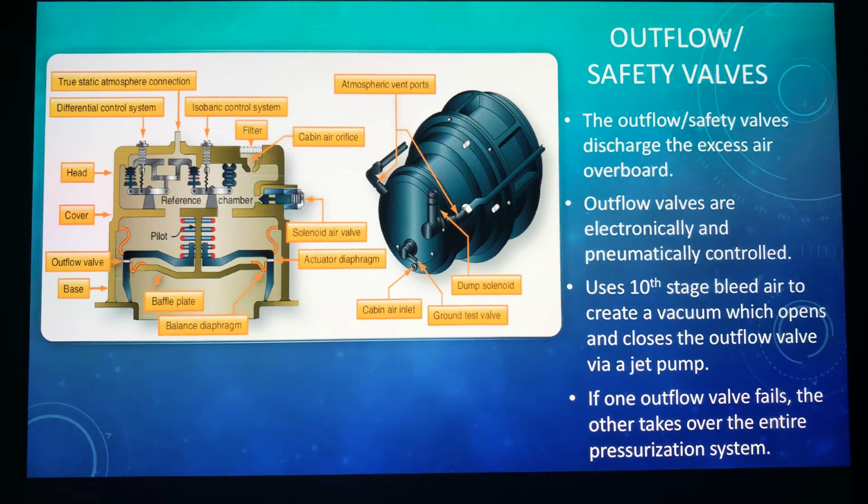On the left side here is a diagram showing the many components of the outflow valve and the safety valves. Again, their purpose is really just to allow the air to bleed out of the cabin to maintain a proper and comfortable cabin pressure for the occupants.